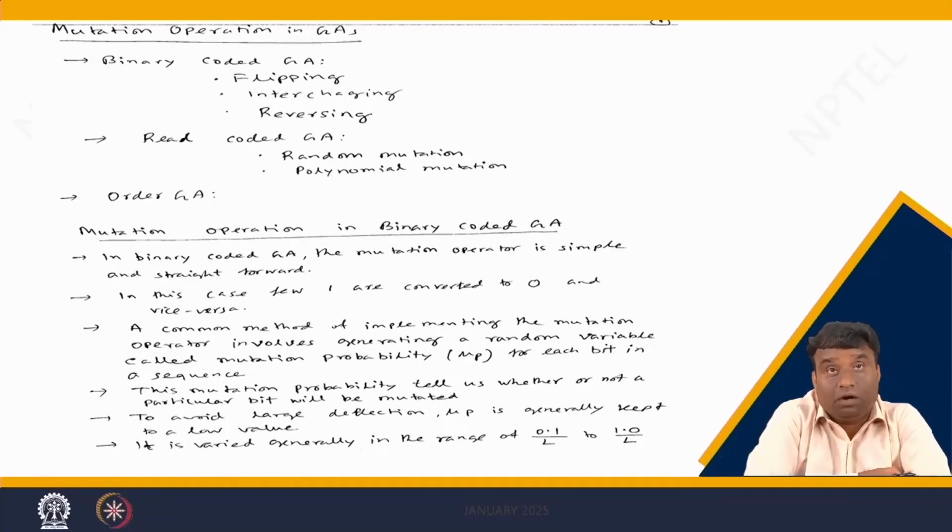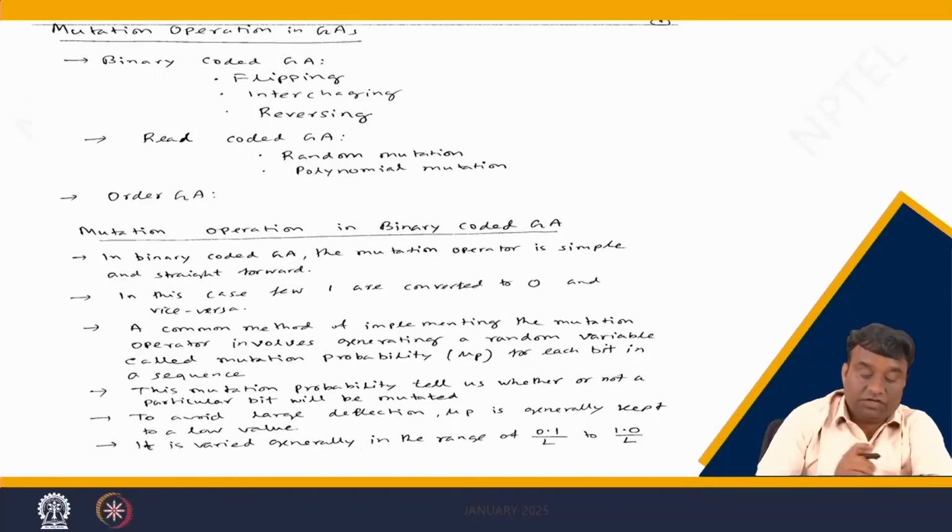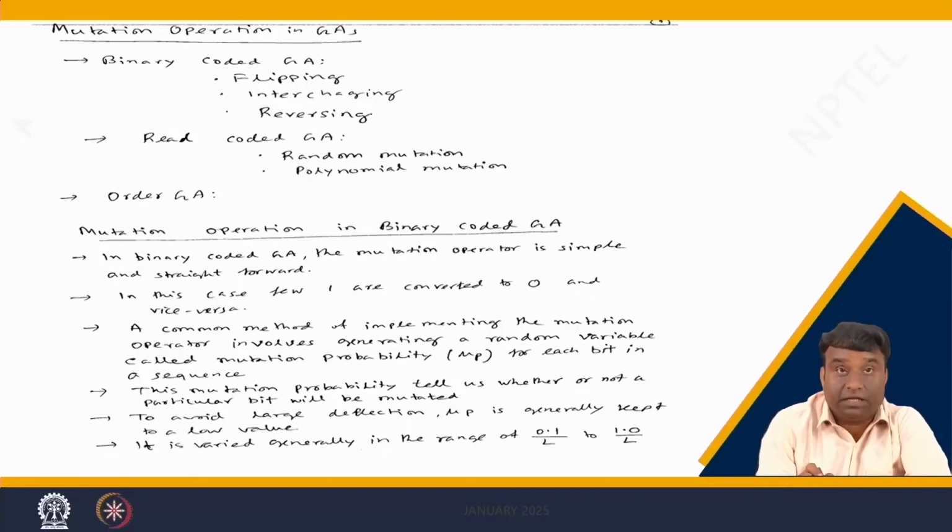There are different mutation operators in genetic algorithm, so we'll discuss them one by one. In binary encoded genetic algorithm, there are three techniques: flipping, interchanging, and reversing. In real coded, that is basically formula based, there are random mutation and polynomial mutation. And there are some other techniques in order encoded genetic algorithm. First is the mutation operator in binary coded genetic algorithm.